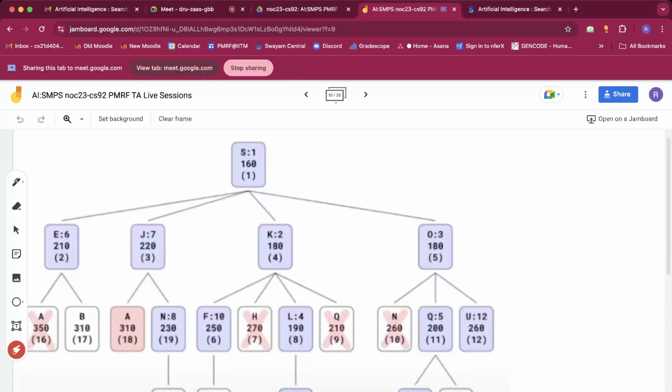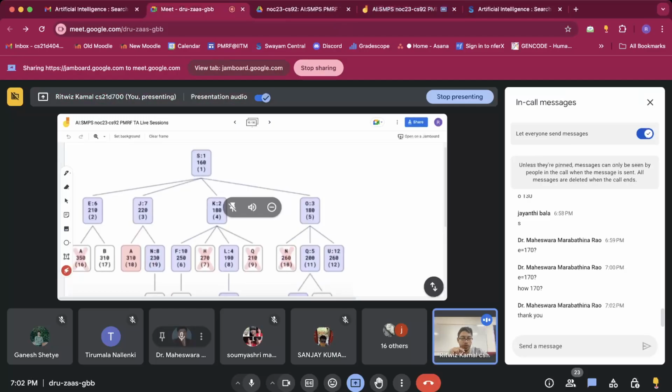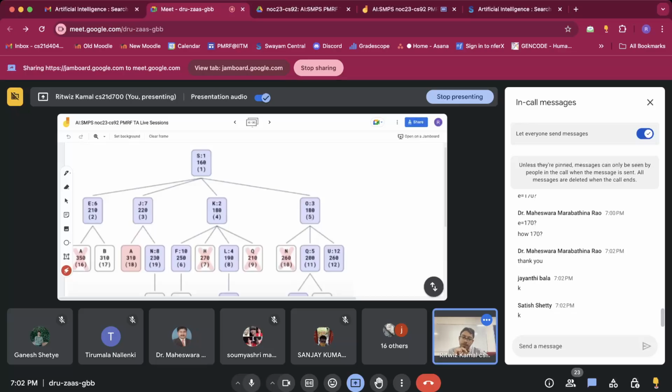Okay then. So from these E, J, K, O, which one should we choose? K, right? Because K has the lowest cost, and although K and O have the same cost, K comes alphabetically before O, right? So next we will expand or refine K. Once we refine K, we will add F, H, L and Q to the search tree. Again remember, when we are adding F, we will add the actual cost plus the heuristic value.